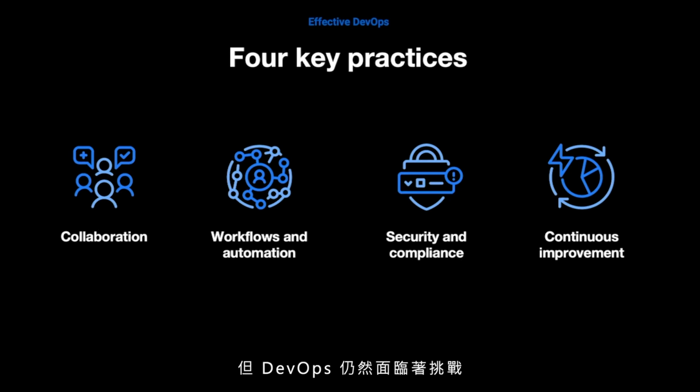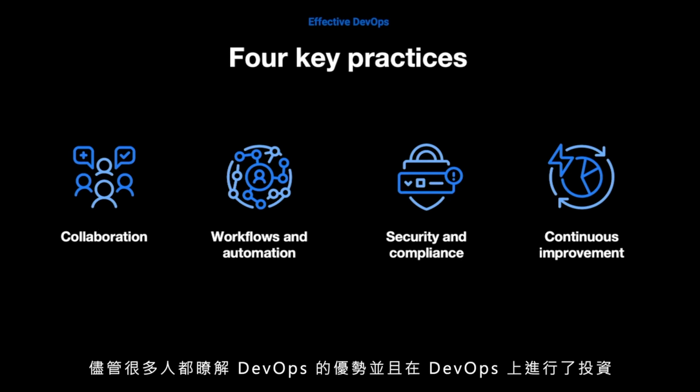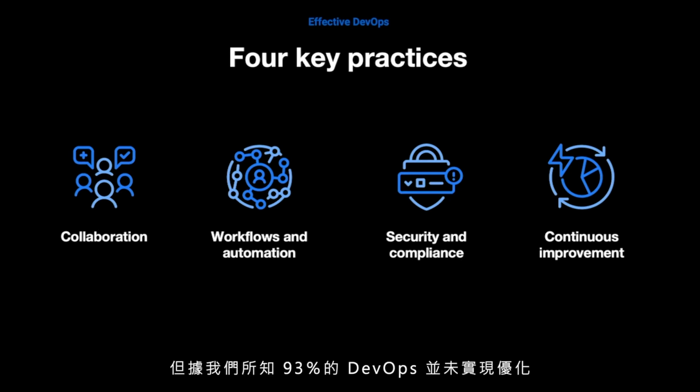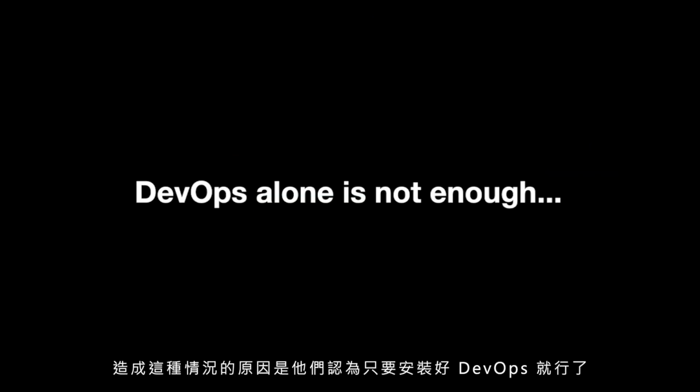The challenge with all of this is that despite the fact that a lot of folks understand this and they invest in DevOps, we know that 93% of DevOps implementations are not optimized, meaning that organizations that have invested money in DevOps are not seeing the returns that they could or should be seeing out of those investments, and therefore are not seeing the returns relative to speed of delivery, security, or innovation on the back end. And the reason for that is that DevOps alone is not enough.